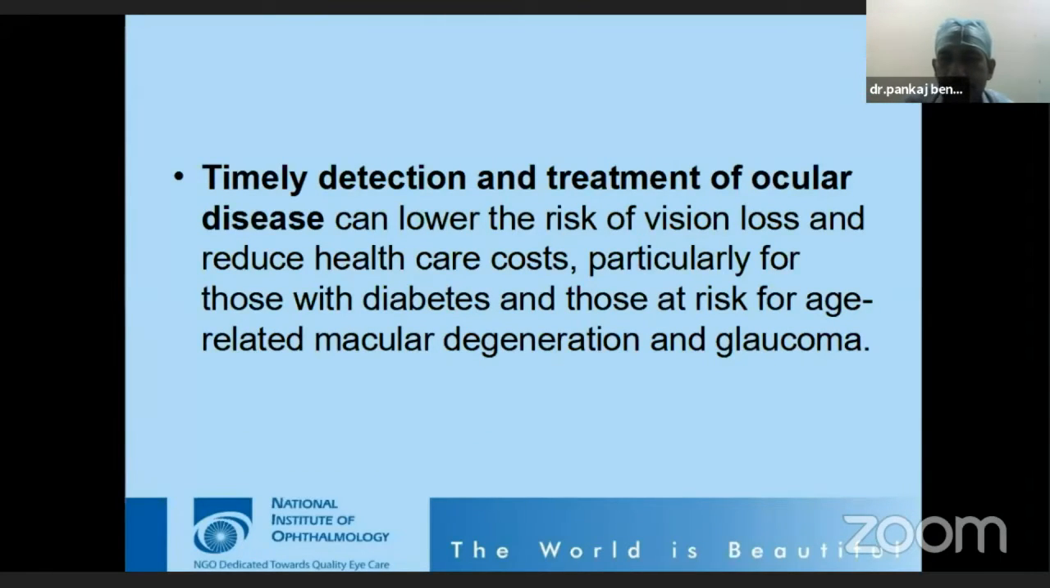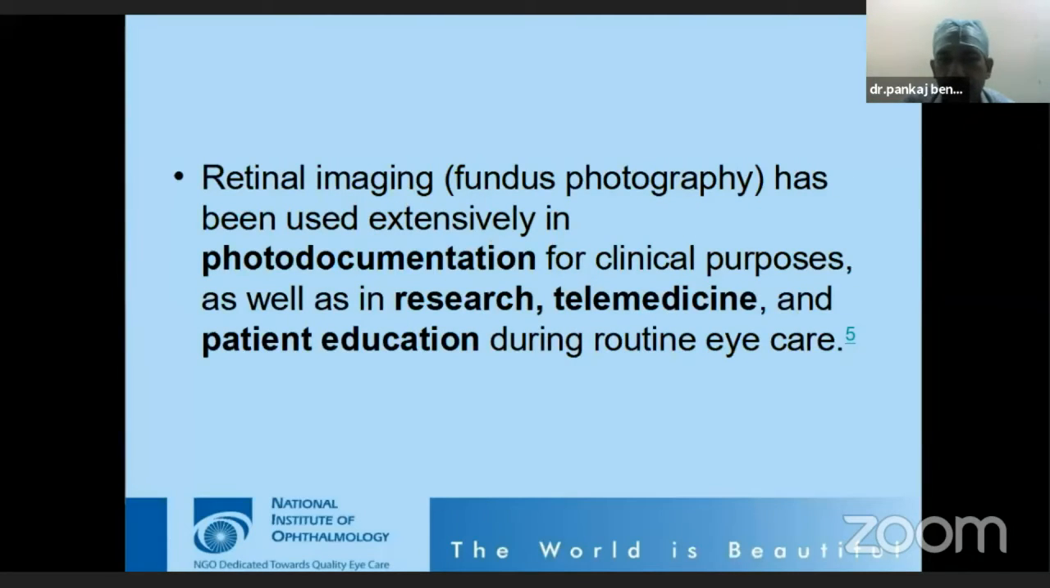Now, timely detection and treatment of ocular disease can lower the risk of vision loss and reduce healthcare costs, particularly for those with diabetes and those at risk of age-related macular degeneration and glaucoma, because these are the conditions which we can pick up very well if we have routine fundus photographs in our routine protocols. Retinal imaging has been extensively used for photo documentation for clinical purposes as well as research and telemedicine, and patient education is also a very important thing.